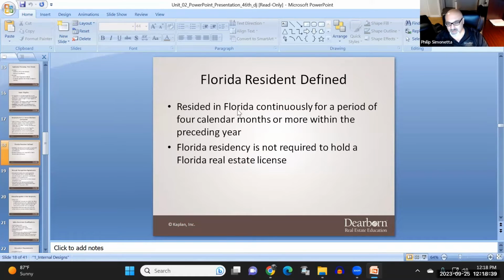Now, this is when you're applying, right? So what's a Florida resident? Somebody who lived there for 4 of the last 12 months. You may see that on a test. They may say, if you have a driver's license, if you have a voter card, right? You may see something like that.